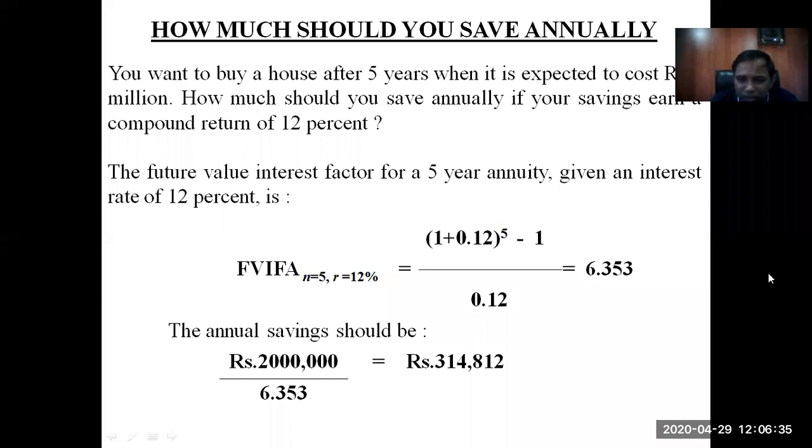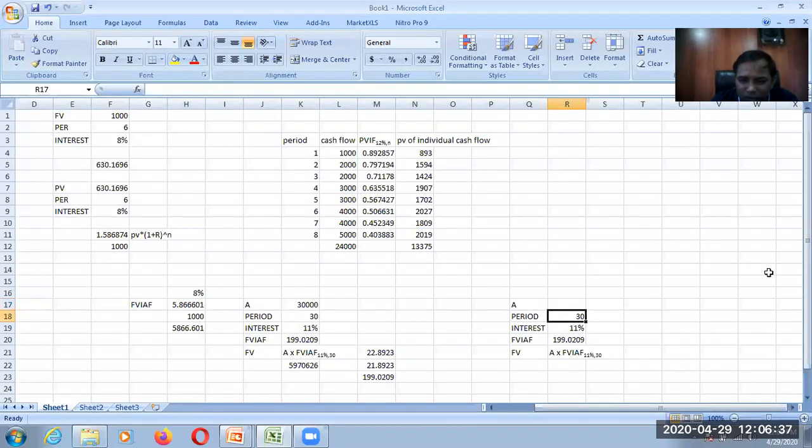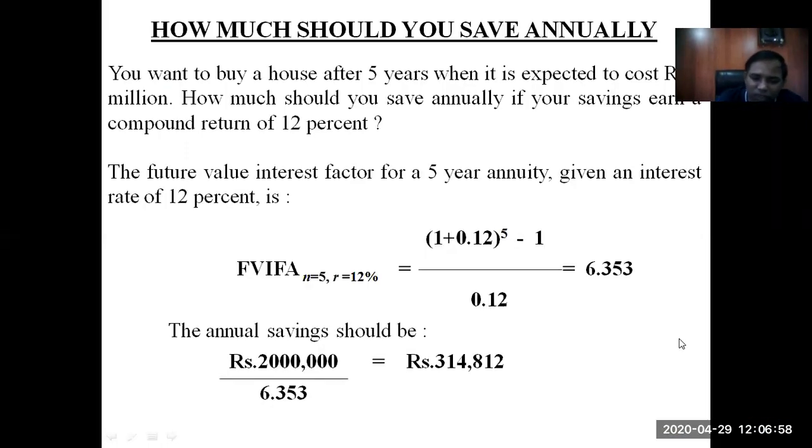It's 5 years and 12 percent. So the period is 5 and the percentage is 12. It comes to 6.3528. Reducing the decimal points will give us 6.353. And we have the future value. We do not need this formula also, so I'm deleting it. But we have the future value. Let us try to find out.